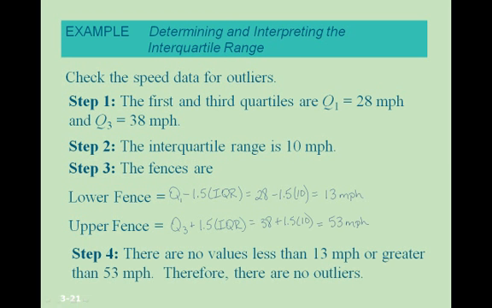So now we look back at our data set, and in the original data set, there were no values less than 13 miles per hour or greater than 53 miles per hour. Therefore, there are no outliers. However, if we looked at the data set where we added the 15th car going 100 miles per hour, we would see that that value, since it was greater than the 53 miles per hour, our upper fence, would be considered an outlier in that case.